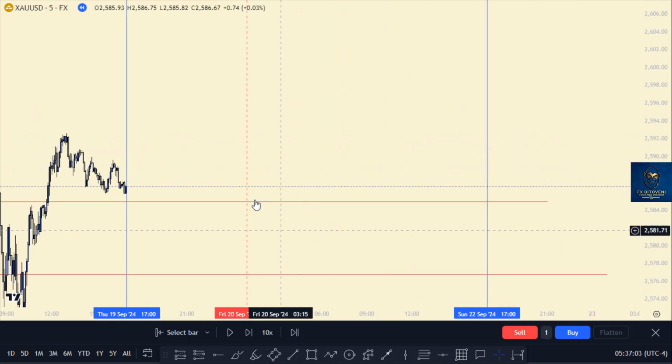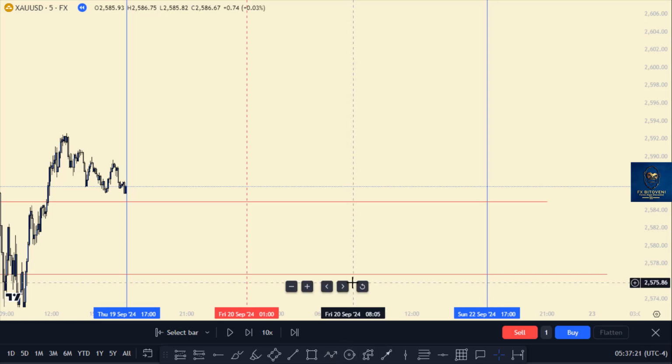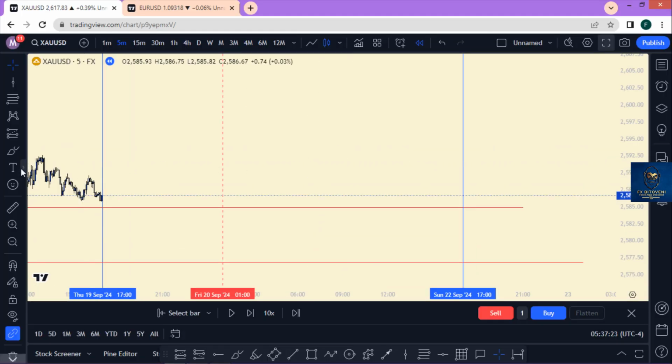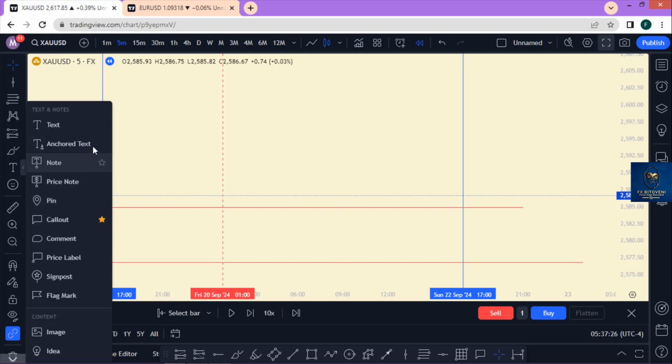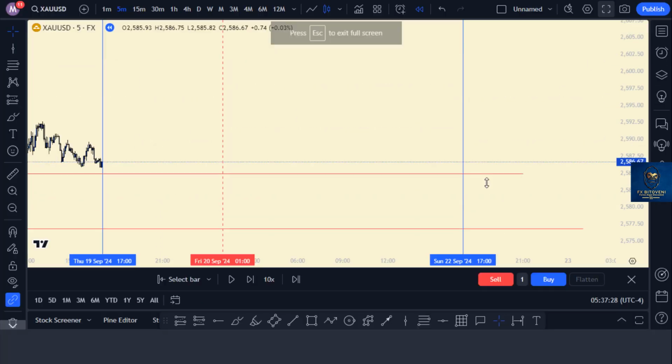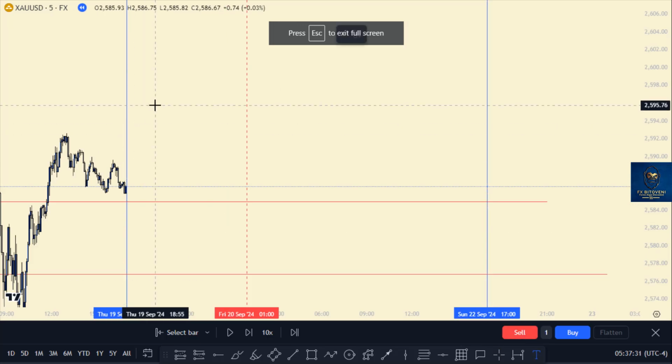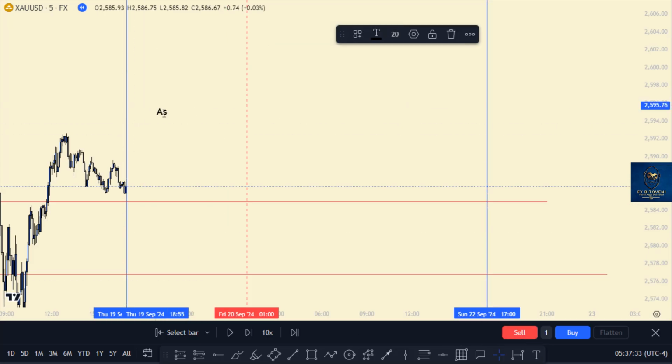Let's mark this as Asian session. Of course, there are indicators that will help you see that, but you have to be able to understand how to do it manually. So this is the Asian session zone.